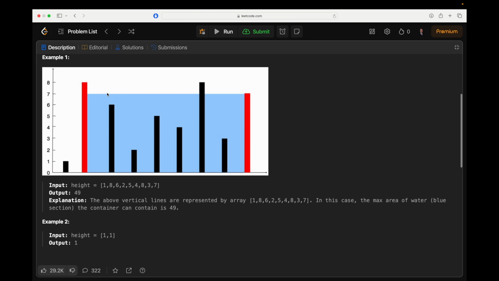Okay. So we can go one, let's see. This container can contain 49. So what redundancies can we eliminate?